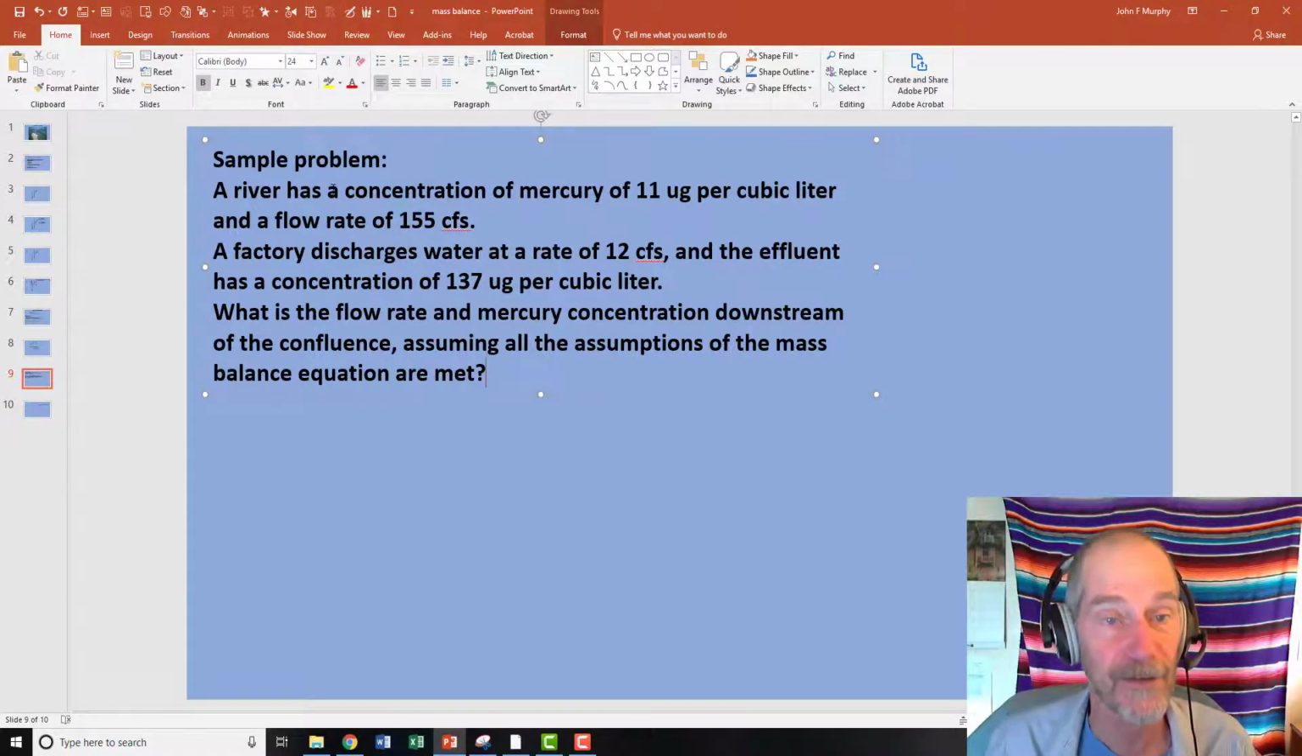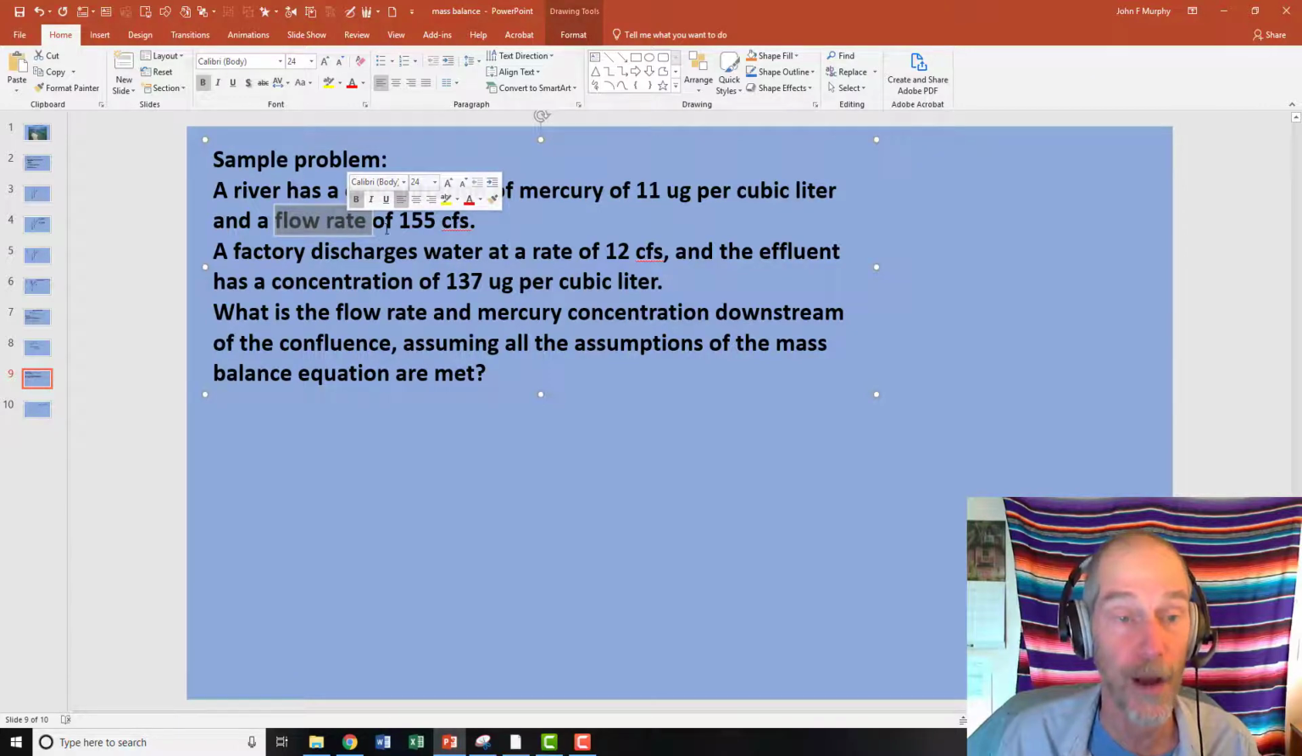Okay, a river has a concentration of mercury of 11 micrograms per cubic liter. Concentration, there's that C. And a flow rate of 155 CFS. You don't really have to know what CFS stands for. It's a unit, and it's a flow rate. You do have to recognize that this is a Q, a quantity.